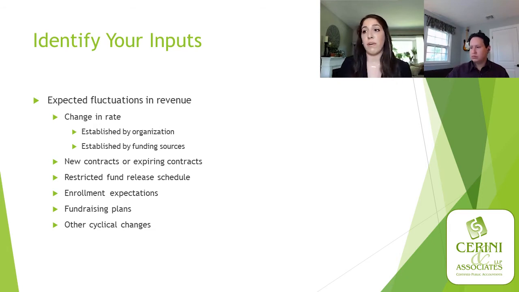And lastly, I have on here fundraising plans. Are there any significant fundraising campaigns that are expected to take place? Do you have any fundraising events? Some organizations may hold a large event or conference every 3 years, or an anniversary event every 5 years. If that event is going to be held in the upcoming year, you want to plan accordingly. Obviously, your revenue would increase, your expenses would increase. Whereas if it's an off year, maybe you would scale back on those things. So those are the different factors to consider when thinking about revenue and your budget.